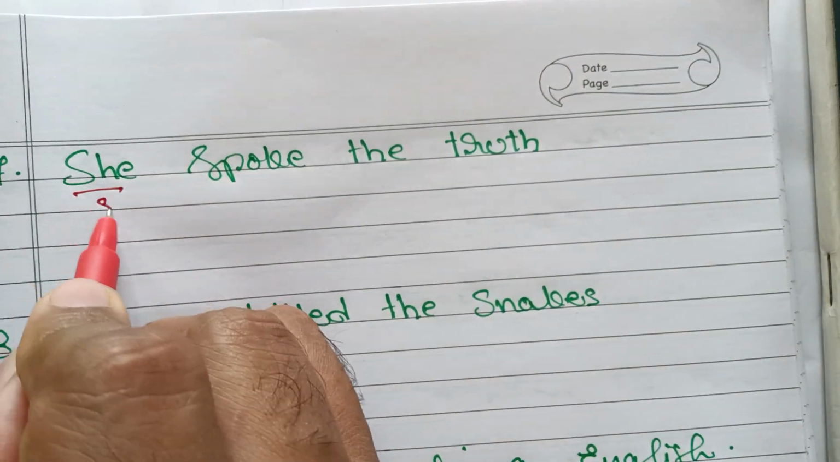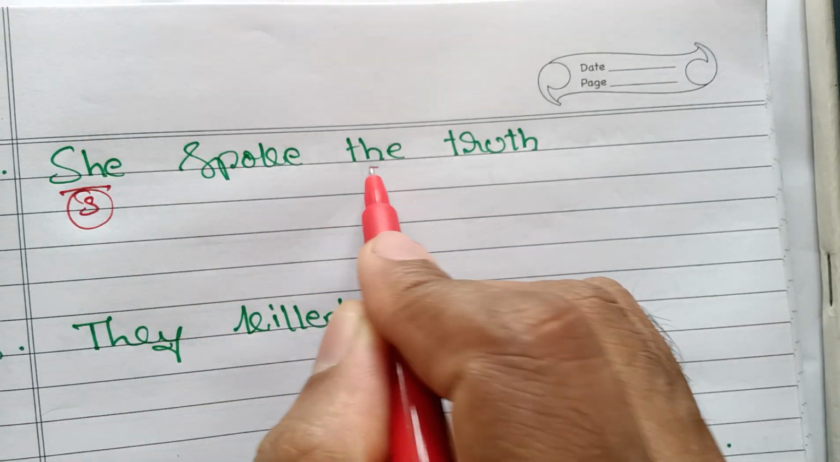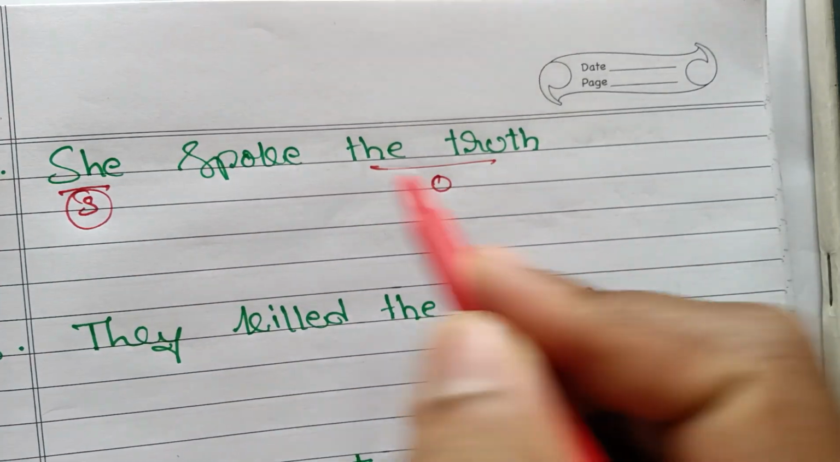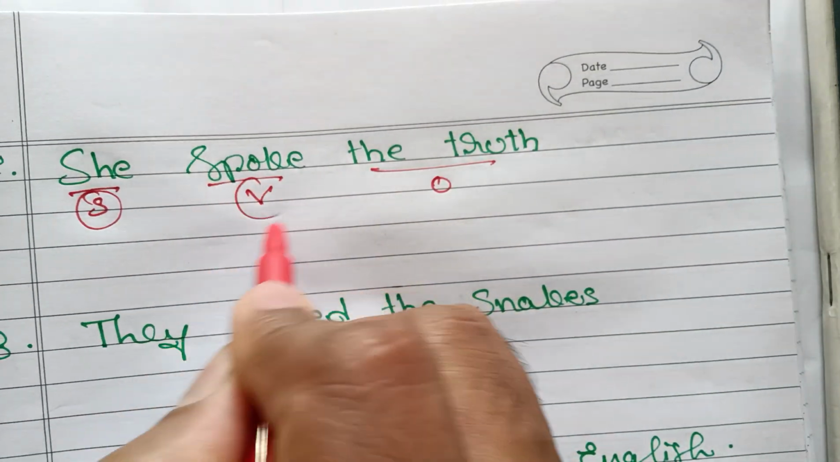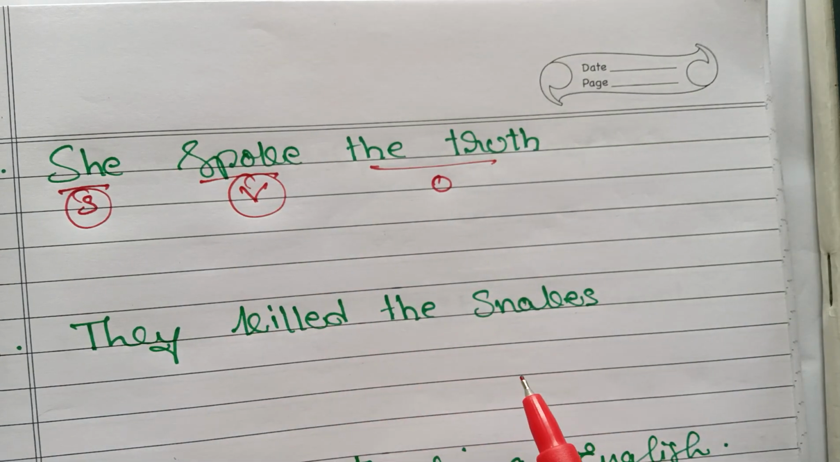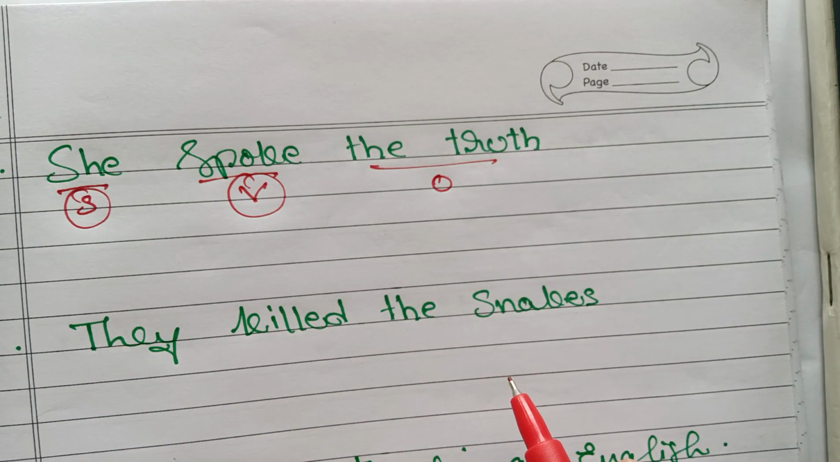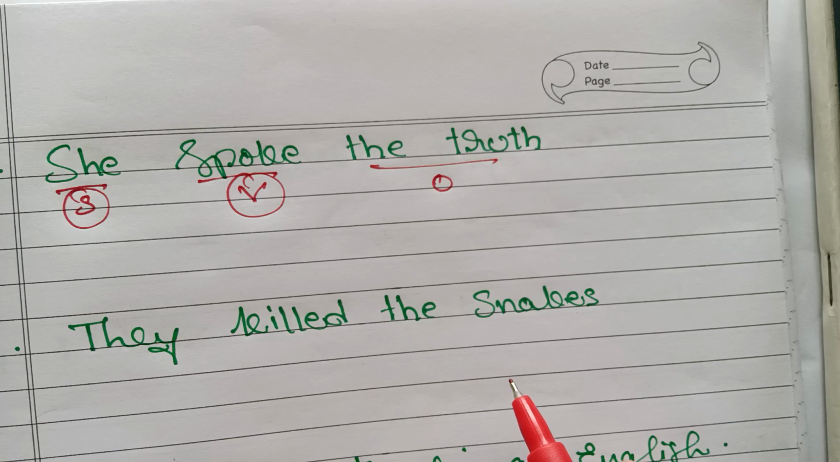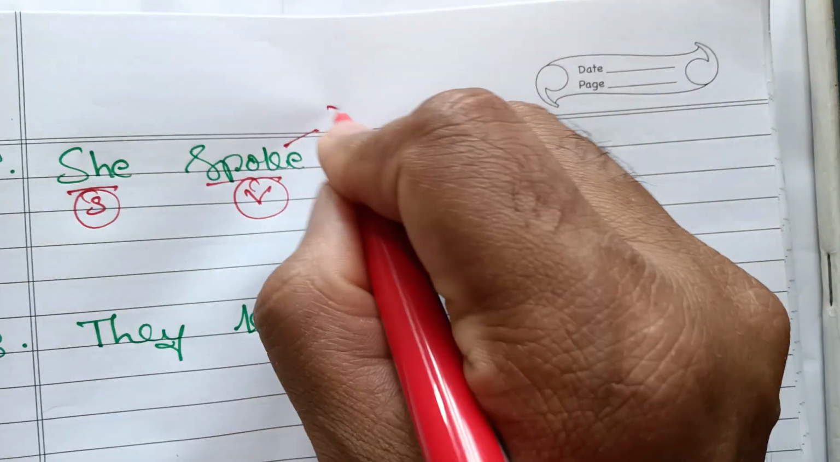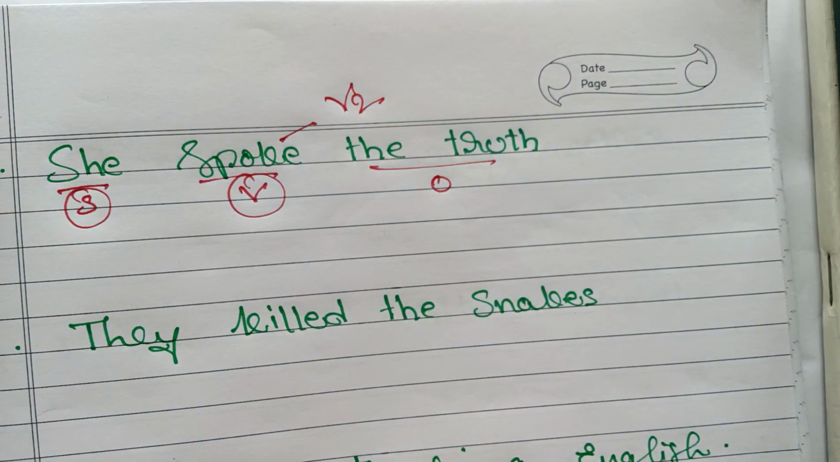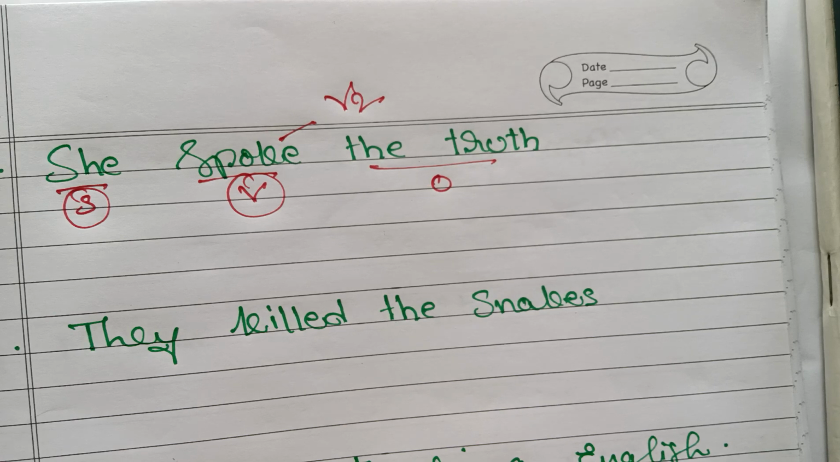Subject is she. What is the object? The truth. Spoke, verb. What is the tense of this sentence? Simple past. How do you know it is simple past? We are using here V2. V2 means verb 2. What is V2? Past verb. Speak, spoke, spoken.